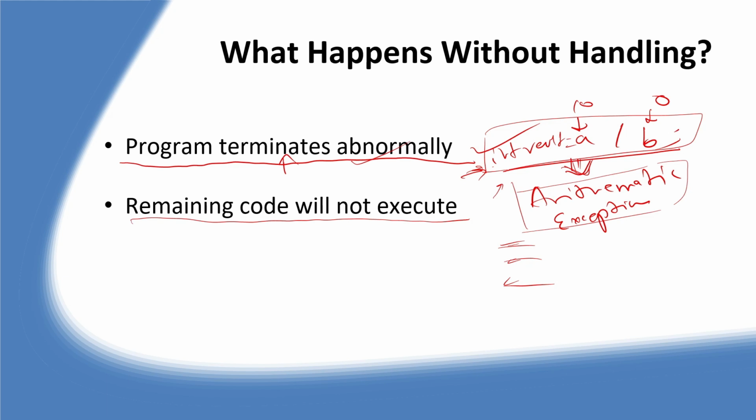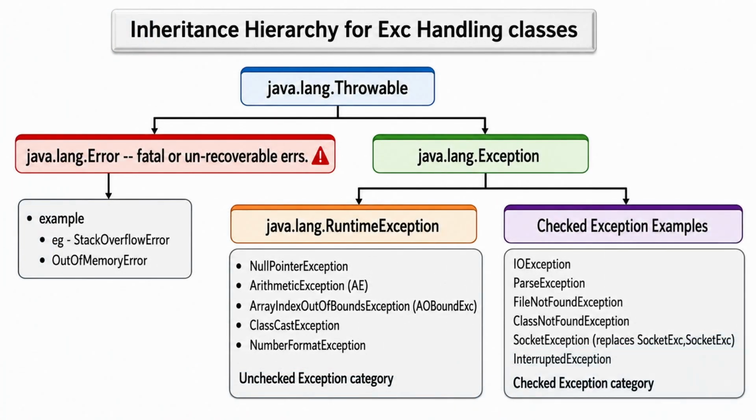So we understood what is an exception and what will happen if we don't handle the exception. Now let's understand the inheritance hierarchy of exception handling classes. So we have the parent, this one, Throwable, the parent class. What we are learning is the inheritance hierarchy. We know inheritance means parent and child class relationship. So we are looking at the inheritance hierarchy for exception handling classes.